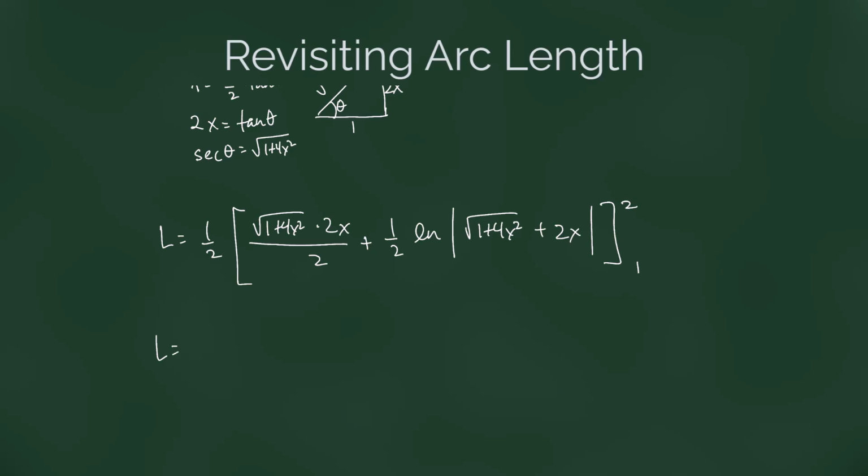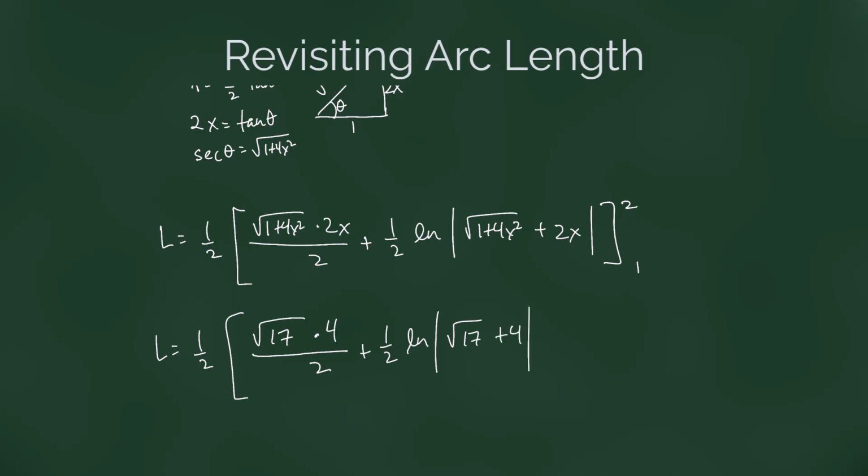Our variables all match up. We'll plug in what we get when we plug in 2 first. So 1 plus 4x squared when x is equal to 2 is 17. So we get the square root of 17 times 4 over 2 plus 1/2 the natural log of the absolute value of the square root of 17 plus 4. Then we're going to subtract the terms when we plug in 1, so plugging in 1 for x, we get the square root of 5 times 2 over 2 plus 1/2 the natural log of the absolute value of the square root of 5 plus 2.